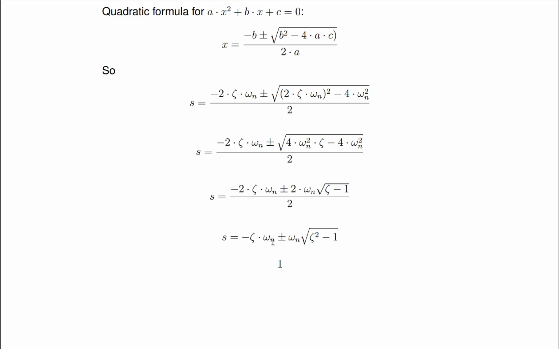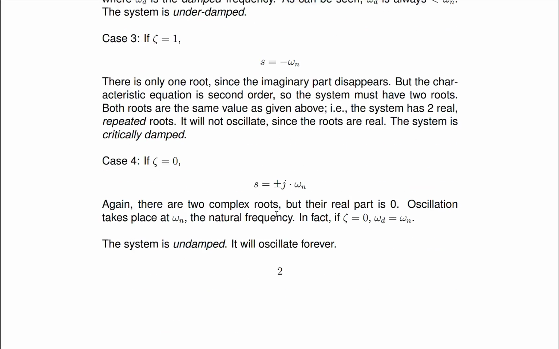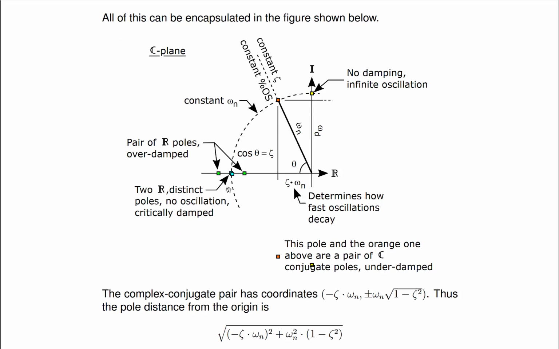If zeta is greater than 1, then we have 2 roots. They're centered around this point. One will be to the right of it, and one will be to the left of it. So we go to this point, and then we go plus and minus this amount to the left and to the right, depending upon which root we're talking about. So if we look at our picture again, that would be the case here.